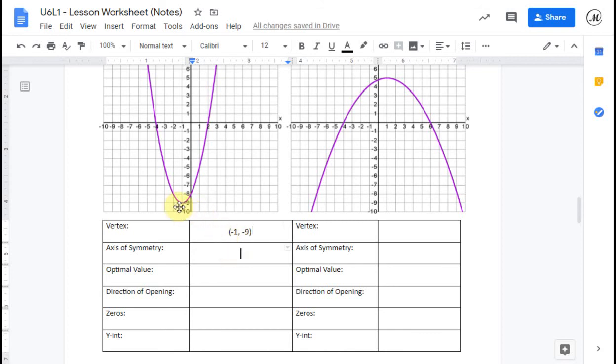The axis of symmetry is the line that splits the parabola in half, and again, that comes from the same value as the x value of the vertex. So the axis of symmetry is a line. Think of linear relations. The equation of that line is x equals -1, because anywhere on this line, x is -1. The optimal value is the lowest value. This value is also seen in the vertex. It's -9. So the optimal value is y equals -9.